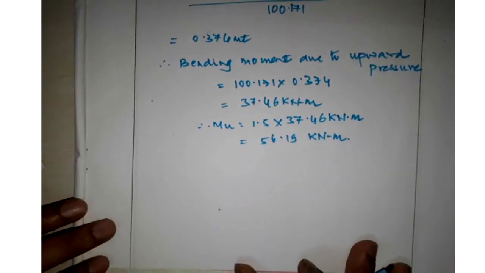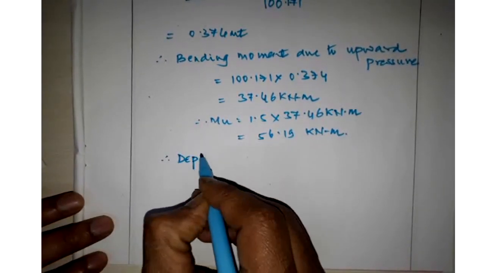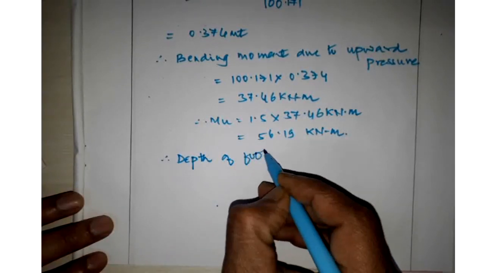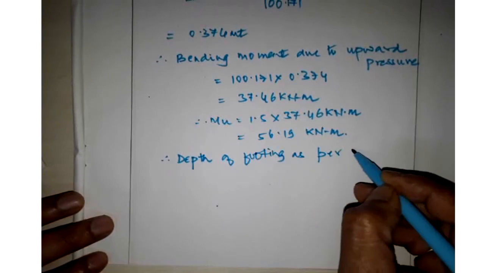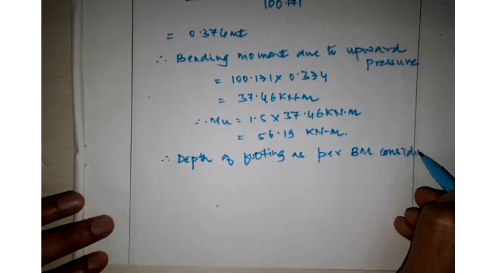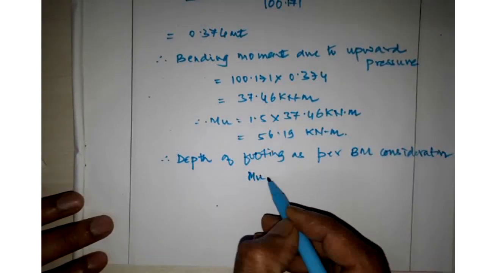So therefore now depth of footing, as per the moment consideration, depth of footing as per bending moment consideration, okay, by equating Mu is equal to Mu limit.